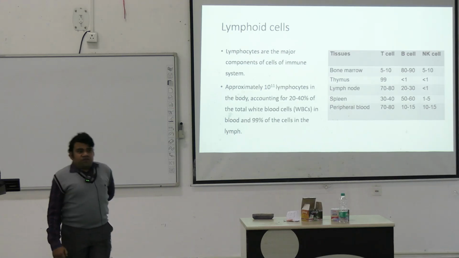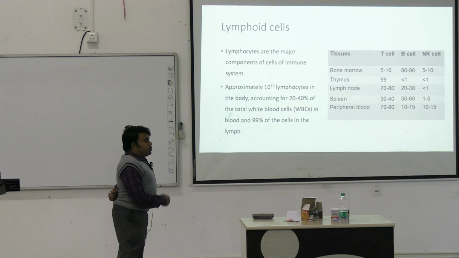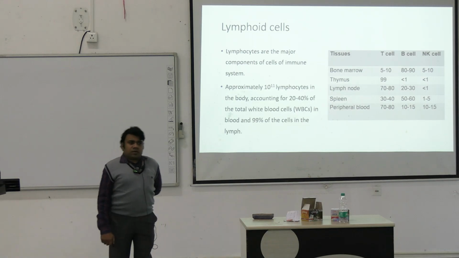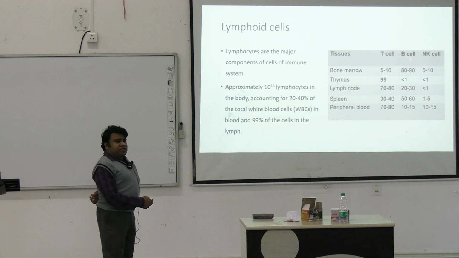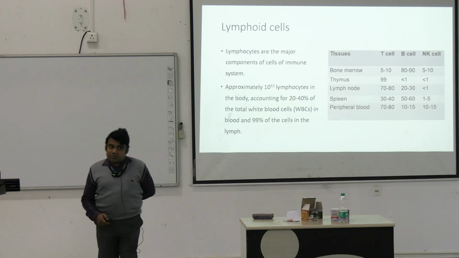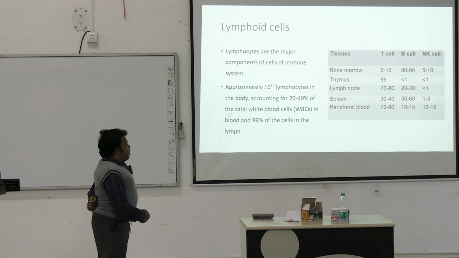Now, if we look at the lymphoid cells overall, they comprise about 20 to 40% of the total WBCs, and their presence varies. For example, in the bone marrow, most of them are B cells, with very few T cells. In the thymus, it is almost only T cells, whereas in the lymph node, T cells are present at about 70 to 80%. The rest are B cells, so the majority is T cells. Okay.